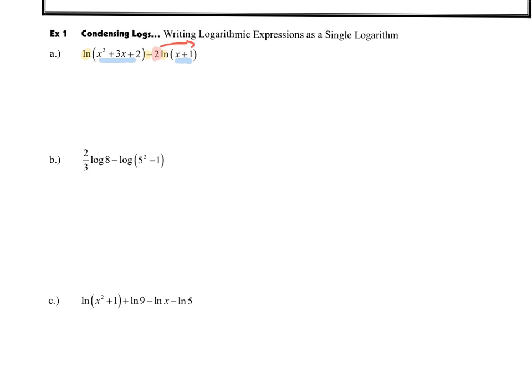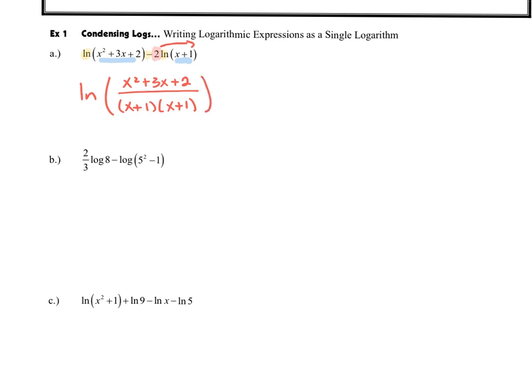So when we go to write this as a single log, I can do a lot in my first step. So I'm going to say natural log. I'm going to take the first argument of x squared plus 3x plus 2. I'm going to put it in the numerator. I'm going to take the second argument and the exponent of the 2 and put it in the denominator. And what I'm going to do is I'm going to write it as an x plus 1 times an x plus 1. That's going to be a little more helpful for me when I go to simplify.